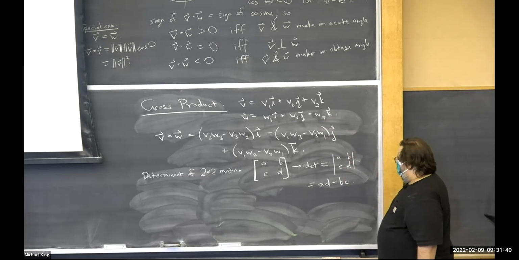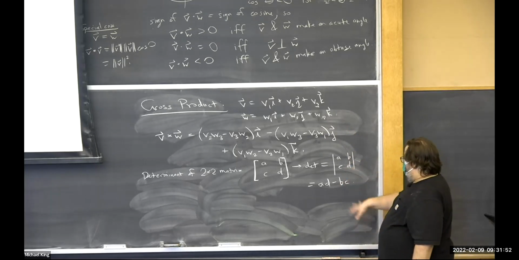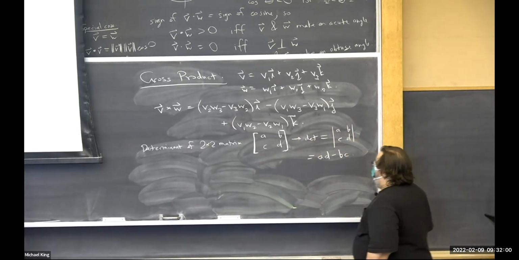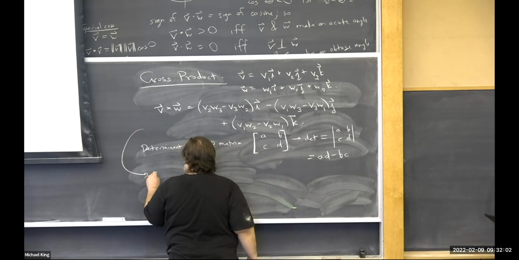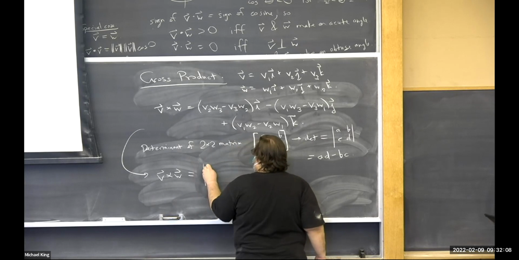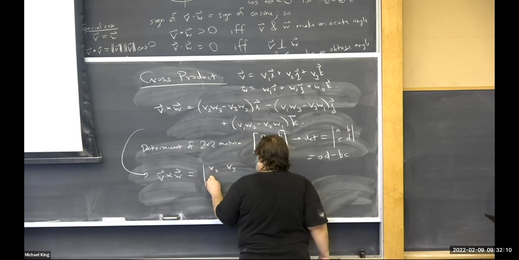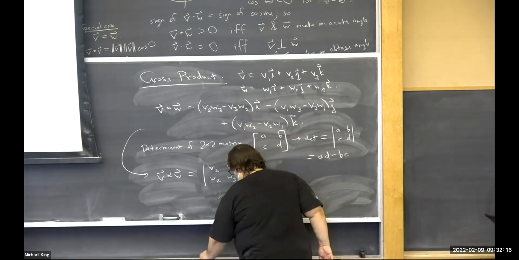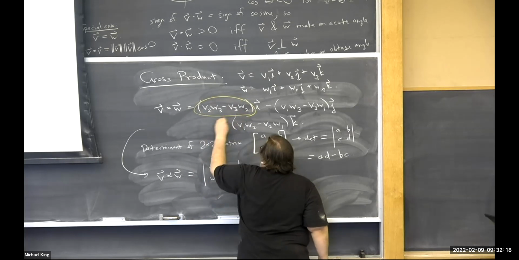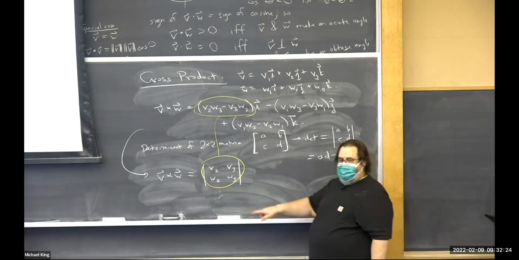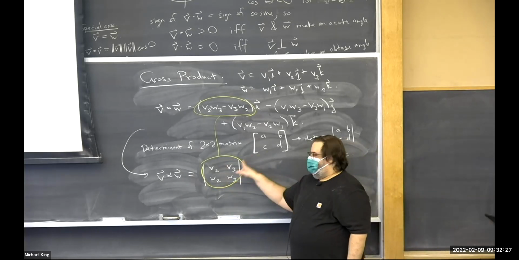So if you've seen this before, great. If not, it doesn't matter. It's just something called the determinant that turns out to be important, and once you really understand it, it helps explain where this formula comes from. But you can rewrite this expression as a determinant. I think that gives you the same thing. Is that right? V2W3 minus V3W2, yeah.